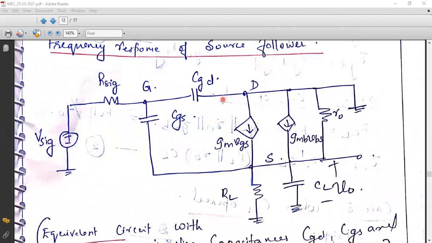Whereas in the previous case, the common gate, I connected my CL at the drain, but now I will connect my CL at the source. Why? Because the source is the load terminal which I have used here.